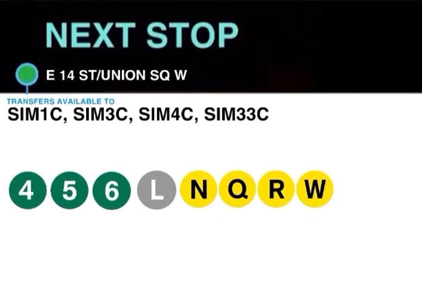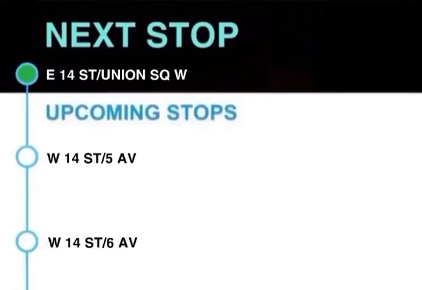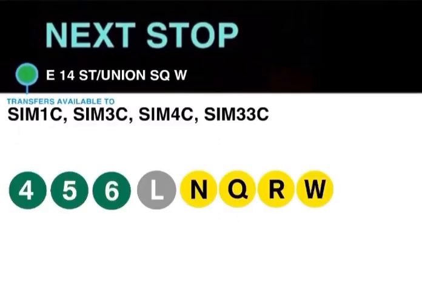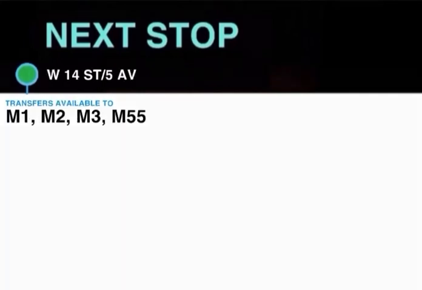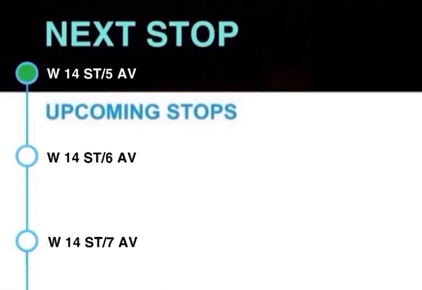Next stop, East 14th Street and Union Square West. Transfers available to the 4, 5, 6, L, N, Q, R and W trains, SIM1C, SIM3C, SIM4C and SIM33C. This stop is East 14th Street and Union Square West. Next stop, West 14th Street and 5th Avenue. Transfers available to M1, M2, M3 and M55. This stop is West 14th Street and 5th Avenue.